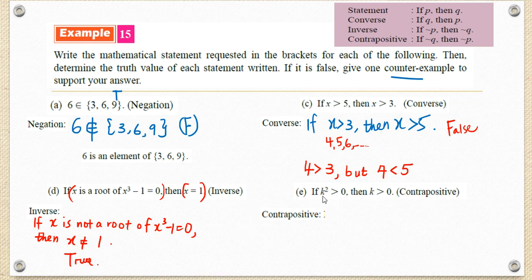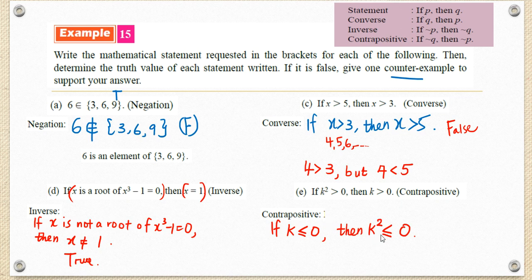Okay, next one, if k squared is more than 0, then k is more than 0. They ask you to write the contrapositive: negation of q, then negation of p. So how do you write? If negation of q first. This is your q. If k is more than 0, if you want to do negation, you do the opposite. You have to change the symbol here. Less than or equal to 0. Then k squared is less than or equal to 0.